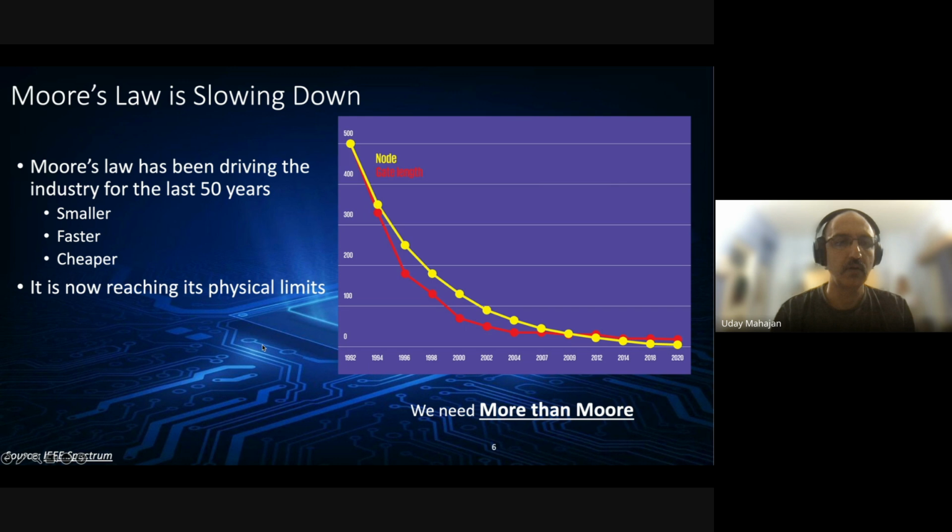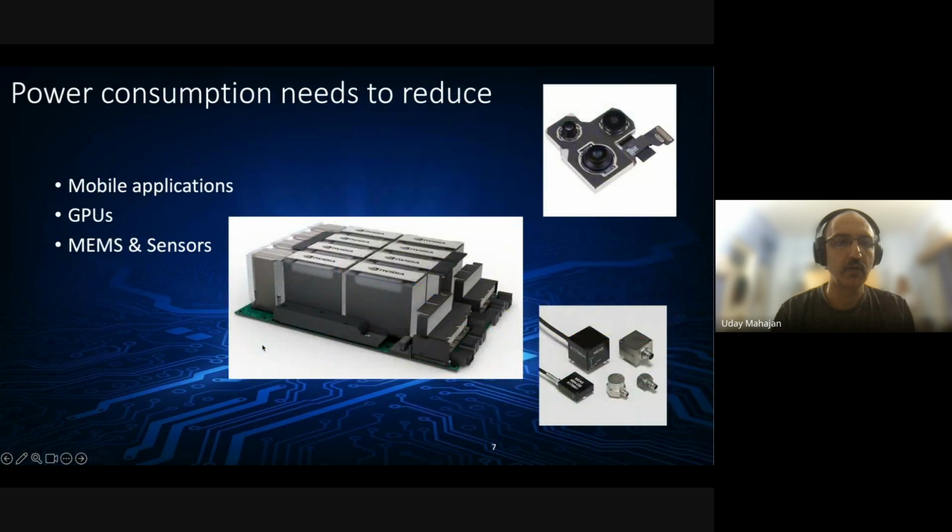So what it's also telling us is that beyond the raw processing power of the chip itself, the speed of the interconnection between the chips is now becoming more and more important to boost device performance and to keep Moore's law going in an indirect way. We need more than more, essentially. Power consumption, of course, we know needs to reduce.